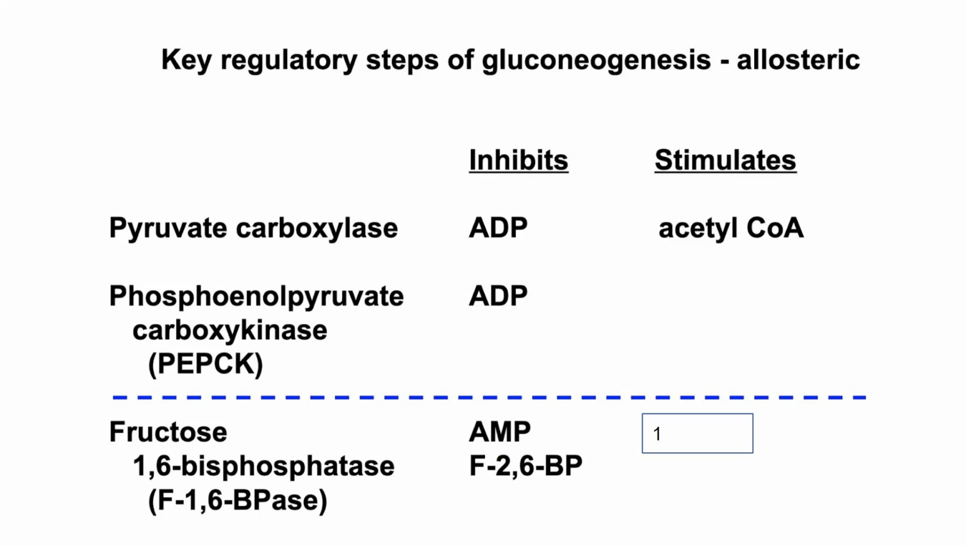And then lastly, what stimulates fructose 1,6-bisphosphatase? Citrate, very good. Citrate is part of the TCA cycle, so if you have a lot of citrate, you have a lot of carbon skeleton to work with to make glucose. Okay, so very good. You guys are crushing it.